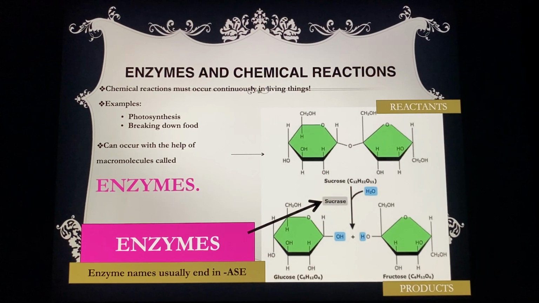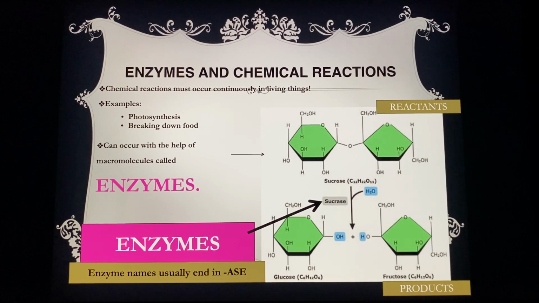So, enzymes and chemical reactions. We're going to go a little bit into what exactly happens, how they react in our body. They happen in all living things continuously, and that's so important. Why? For stuff like breaking down food, and for plants when they do photosynthesis, which is a means by which they make their own food. All of this happens with the help of macromolecules called enzymes. Yes, they are macromolecules because they're mostly made of proteins. And as we already know, a macromolecule is a protein.